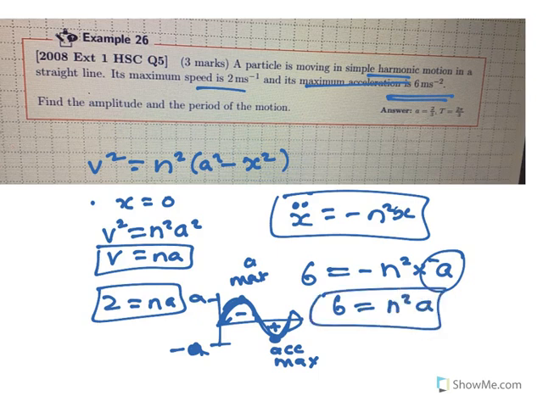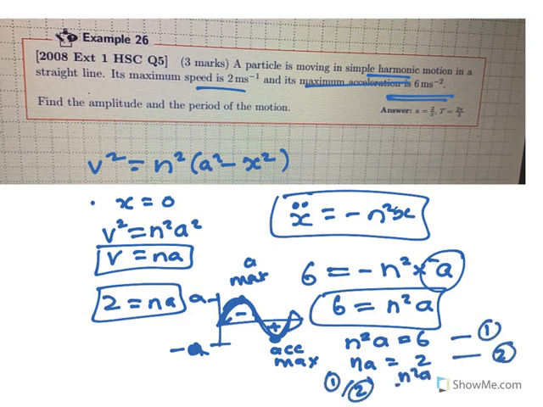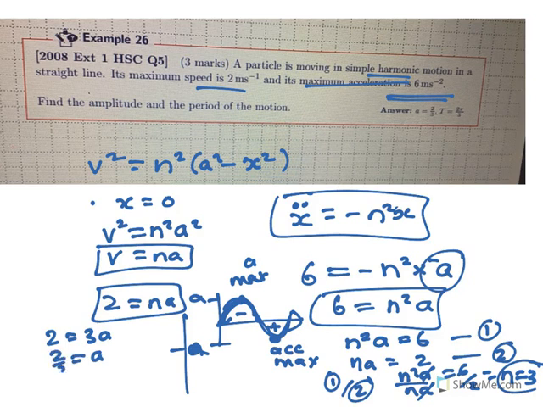So now we have two equations, two unknowns. If I get n squared a equals 6 and na equals 2, and I do 1 divided by 2, I'll get n squared a on na is 6 on 2. So I end up with n equals 3. Okay, so if n equals 3, let's come back over here, 3 times a, then a would be 2 on 3. And n equals 3.